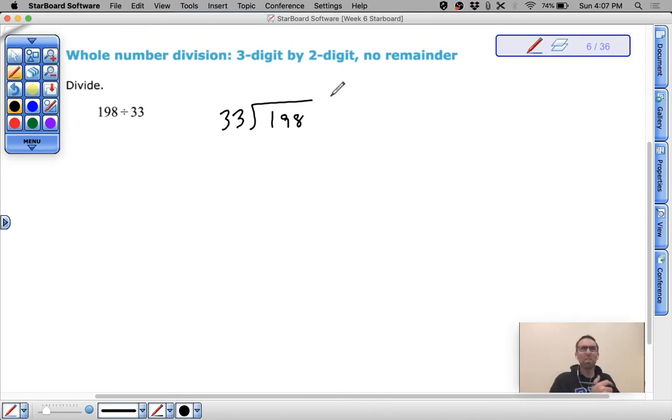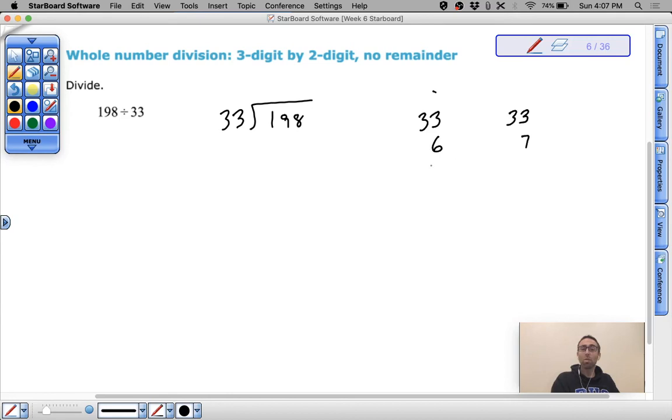If I start counting by 30s, I have 30. Then if I have another 30, I have 60. Then I have 90. Then I have 120. Then I have 150 for 5. 6 would be 180. 7 would be too high. So let me just start with my 6 and 7 times 33. So I'm going to write out my 33 twice. And I think the answer is going to be 6 or 7.